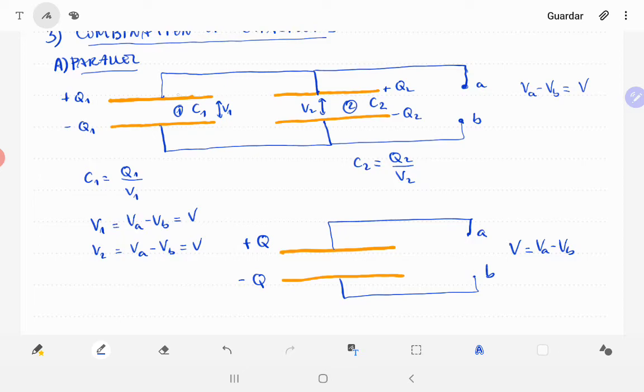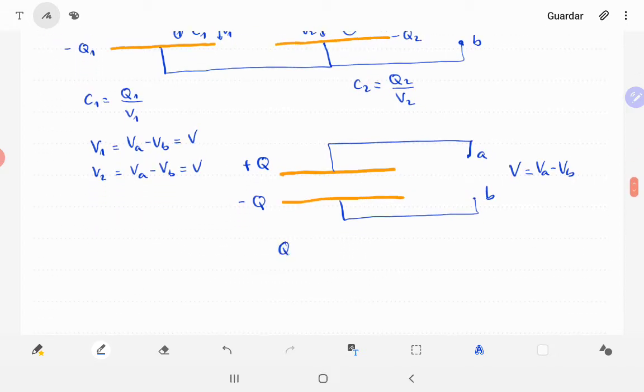So in the upper plot, the whole charge is given by the charge of the first one plus the charge of the second one. So Q, in this case, has to be equal to Q1 plus Q2. In the equivalent capacity, this capacitor, the equivalent one, we're going to say that it has the equivalent capacitance. And as it is a new capacitor, this equivalent capacitance has to be equal to the total charge stored divided by the difference of potential.